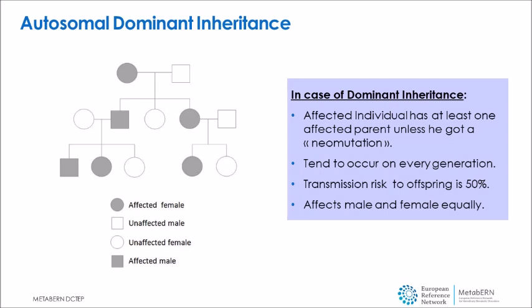If you analyze the pedigree of a family with a dominant trait, you often highlight that an affected patient has at least one affected parent. However, a dominant mutation can also happen in an individual for the first time with no family history of the condition. We call them a neomutation or spontaneous mutation. Dominantly inherited genetic diseases tend to occur in every generation of the family, with a transmission risk to offspring of 50%. Dominant traits affect males and females equally.